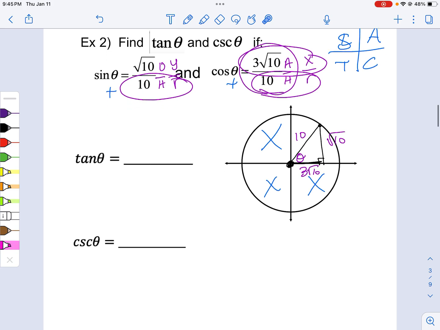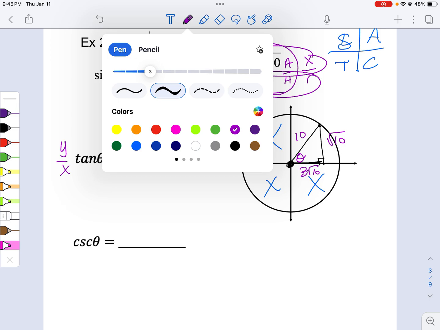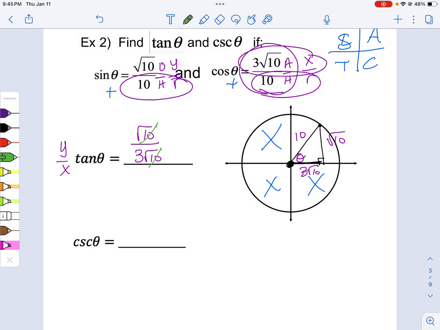All right, so I'm only asking you to find 2 different pieces here. The first one is tangent, which we know is y over x. So my y value is root 10. My x value is 3 root 10. One of the properties with square roots is if I have a square root that's the same in the top and the denominator, I can reduce those. Remember, anytime we reduce everything from the top, we get a 1 up top. So this reduces to 1/3.